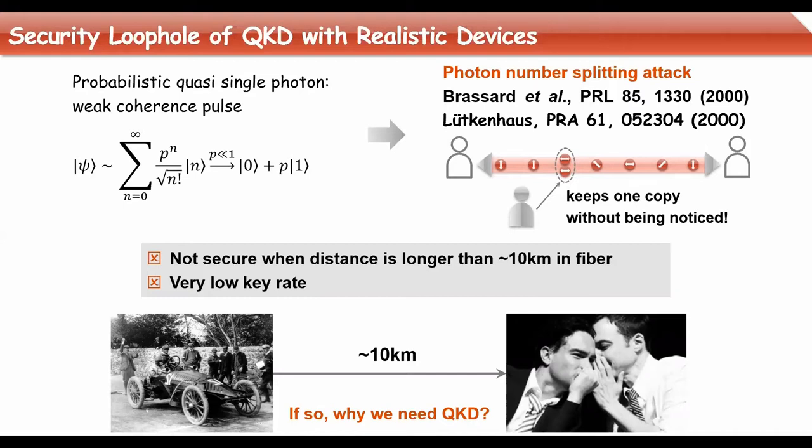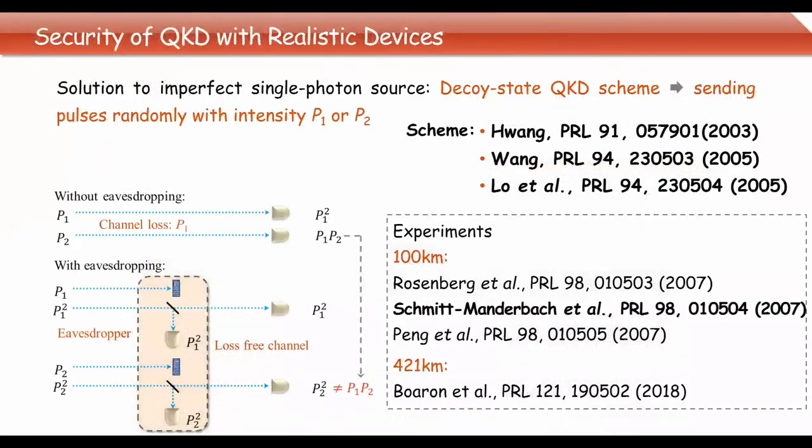So in that sense, there is an estimation that if you didn't do anything about that, the PNS attack limits the quantum communication to 10 kilometers. So in that sense, why do we need QKD? There are actually many solutions, and the optimal one we call the decoy state QKD scheme.